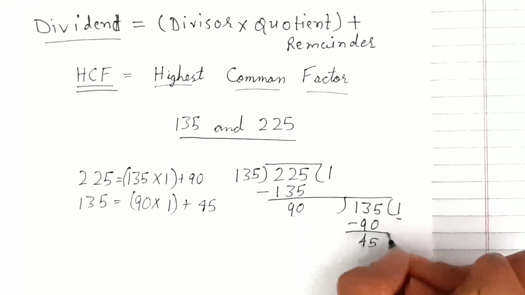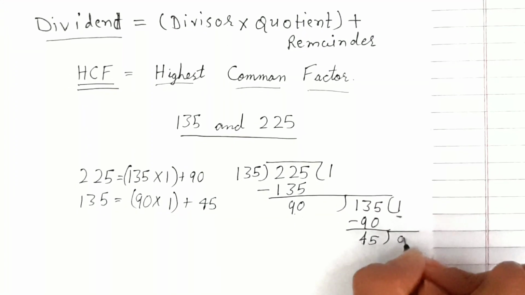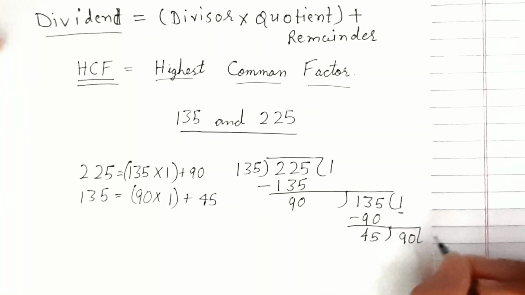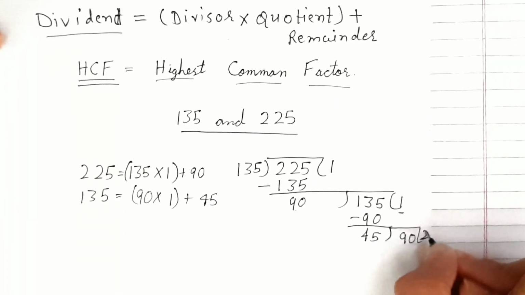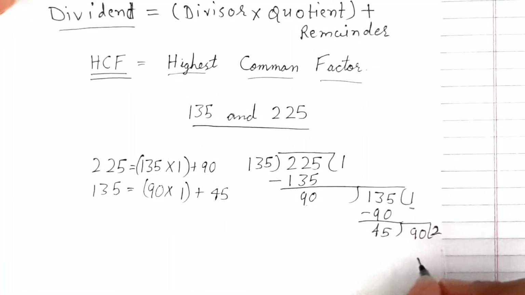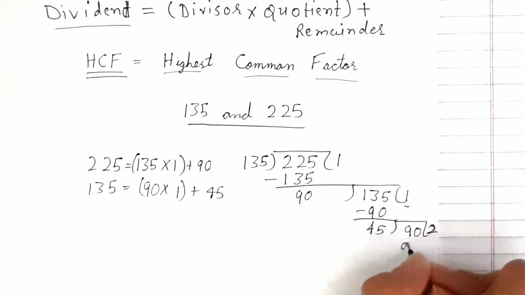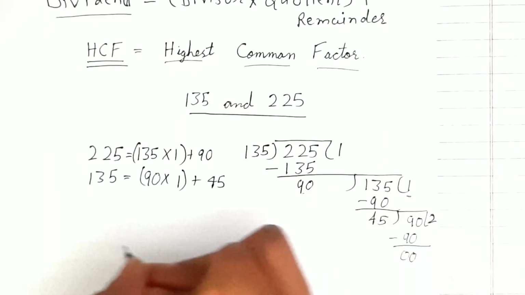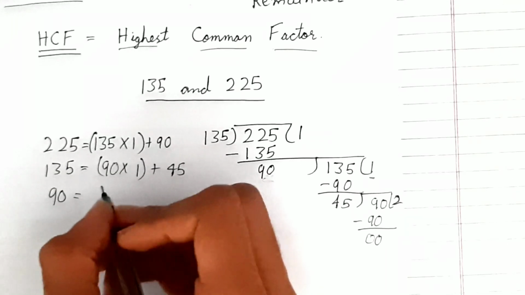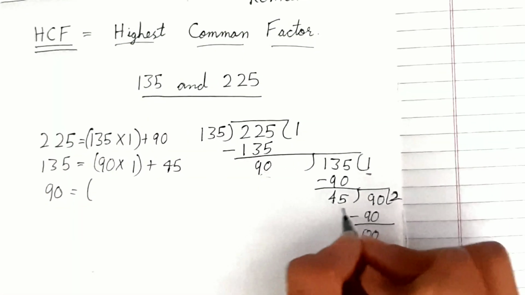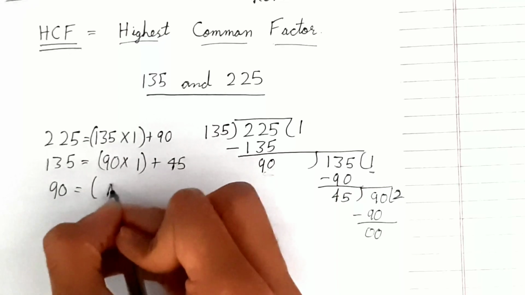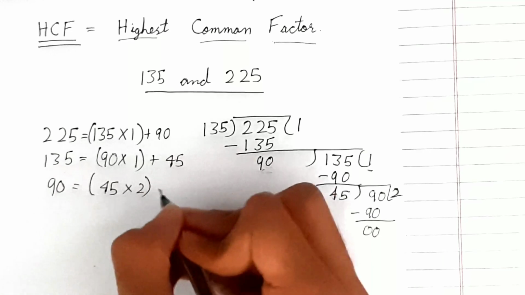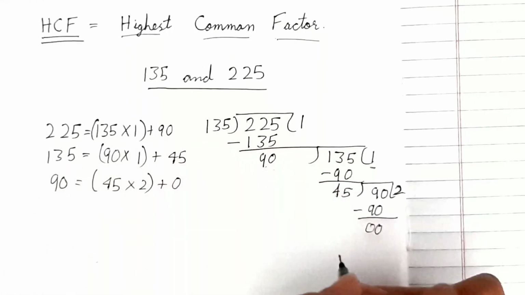Now we'll take 45, that was our remainder, as divisor, and we'll divide 90 by 45. So we all know that 45 twos are 90, so our quotient would be 2 over here, and we'll subtract 90 from 90. Now over here we have 0, so we got our remainder as 0. Now we'll write the same equation for 90 also, that is 90 equals 45 into 2, that is our quotient, plus 0, that is our remainder.